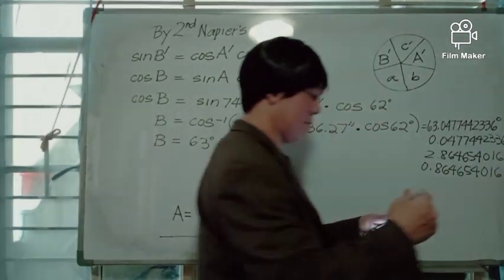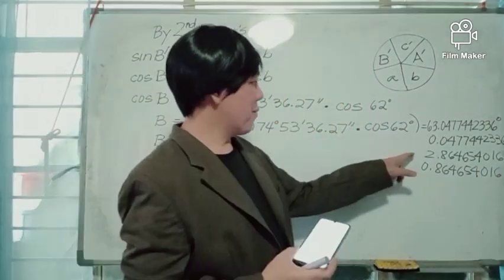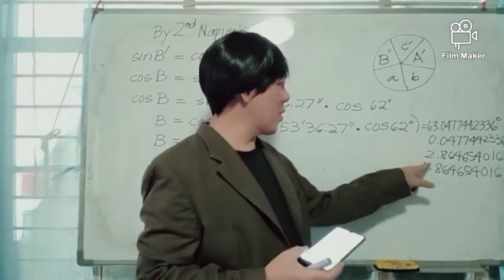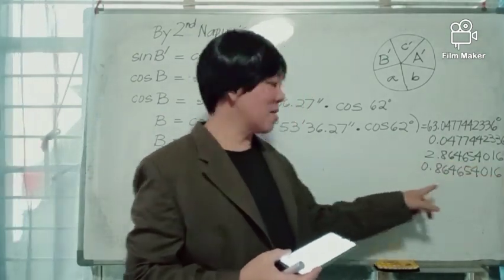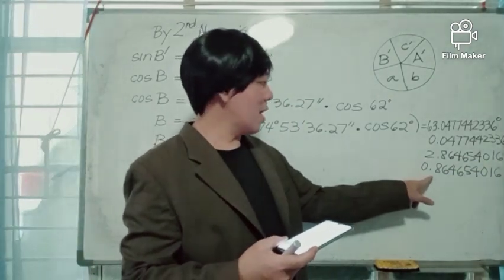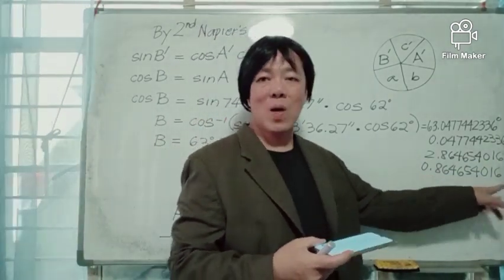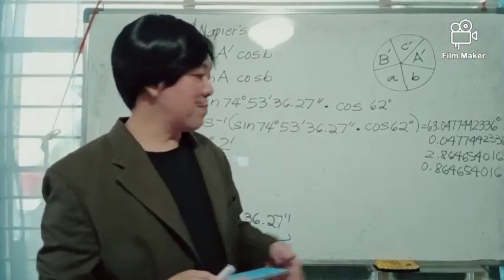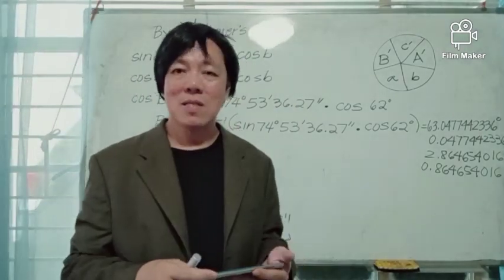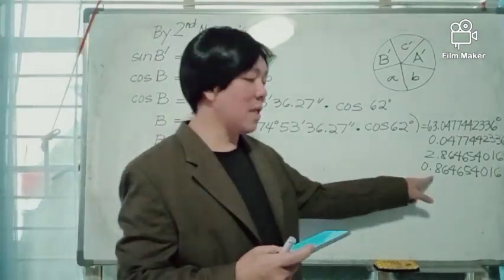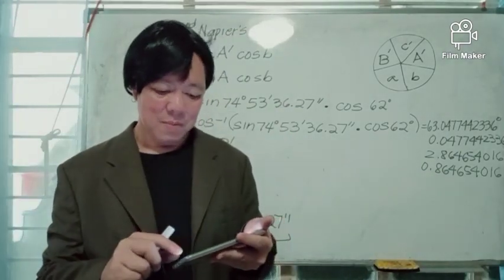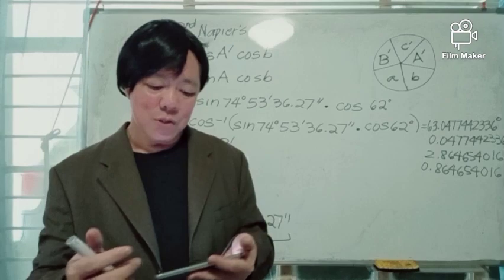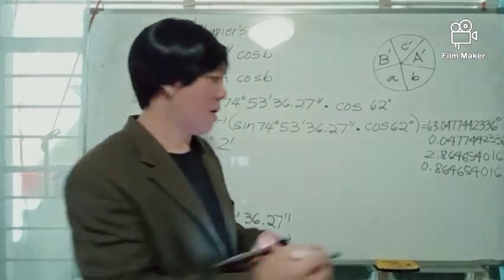You should get 0.8646544016. After subtracting 2 from 2.864654016, you should get 0.8646544016. And that's in minutes. To convert that to seconds, multiply this decimal number by 60, and you should get 51.879.